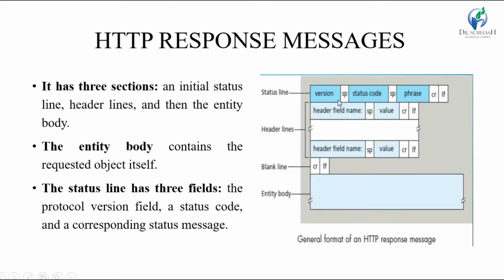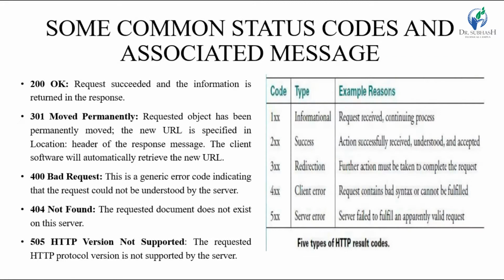The status line has 3 fields: the version of your HTTP protocol, a status code and the corresponding message for your code. There are some common codes and their associated messages. First, 200 OK. It means that the request succeeded and the information is returned in the response. The request is successfully processed by the server and whatever information was requested is returned back in the response. So it is 200 OK.